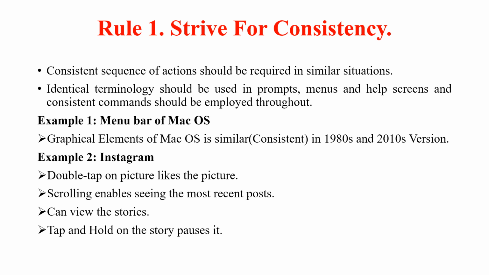Then the second example is Instagram. Instagram is also easy to use for the user. We already know that to like a picture, we just have to double tap. It will get liked automatically. Then scrolling enables seeing the most recent posts. You can view the stories, and tap and hold on a story to pause it.